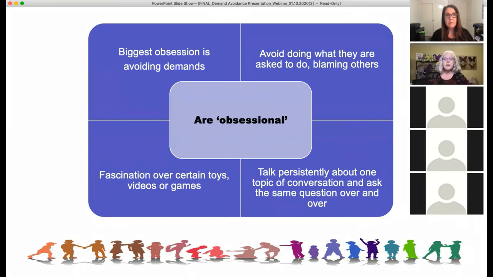It can be things like praise. It can be rewards. It can be consequences. It can be routine. It can be birthdays. It can be Christmas. It can be occasions. It can be siblings' behavior. It can be parents' relationships. They just find everything in life to be a pretty intense demand. So they spend a lot of energy trying not to comply with those.